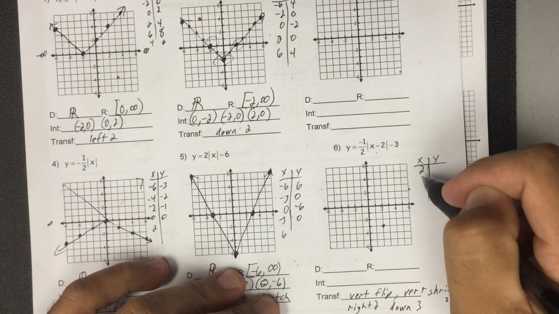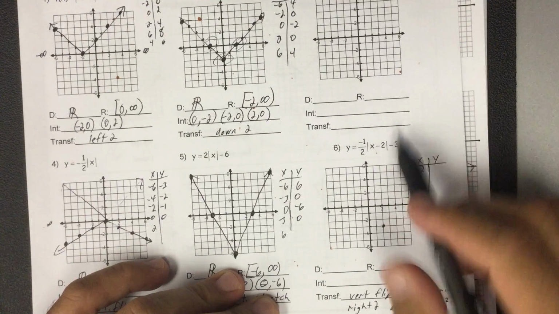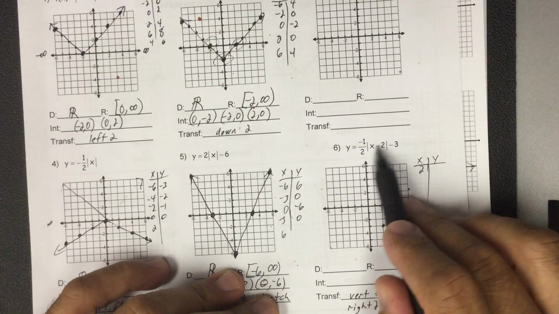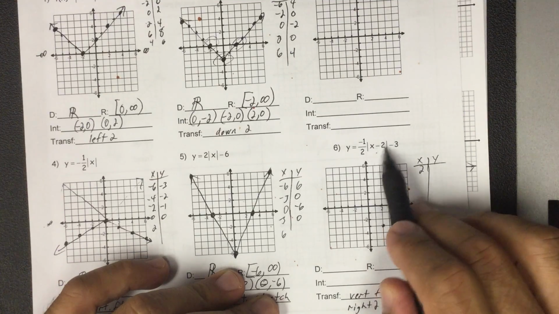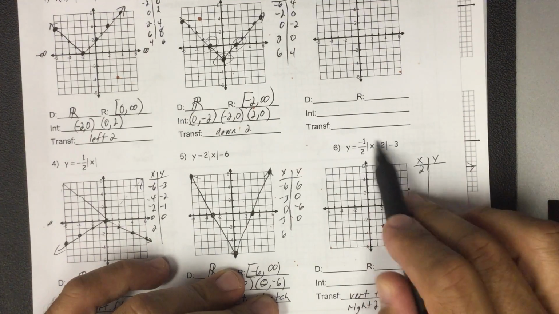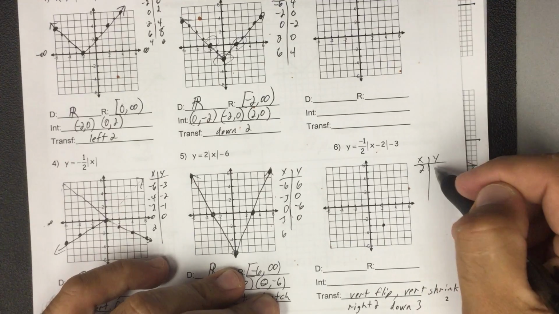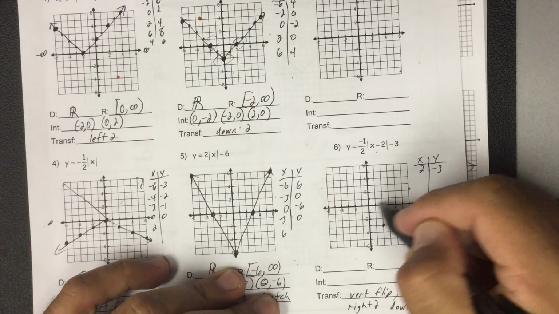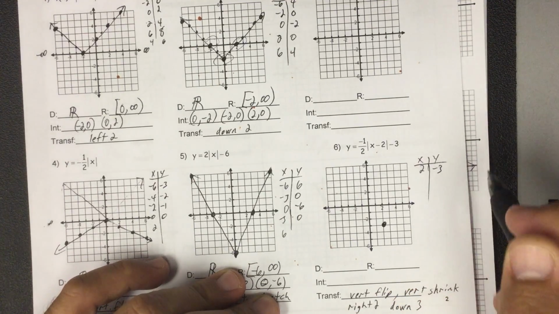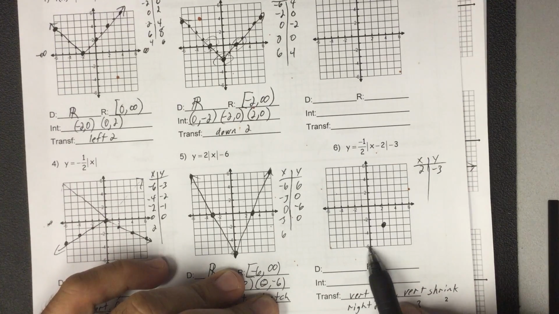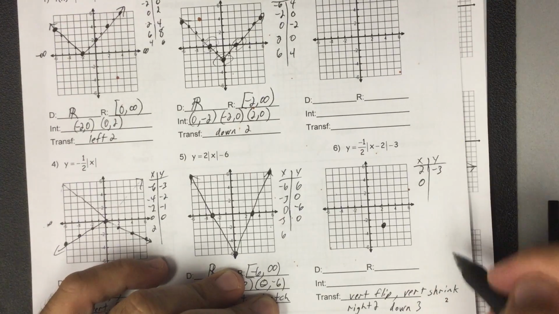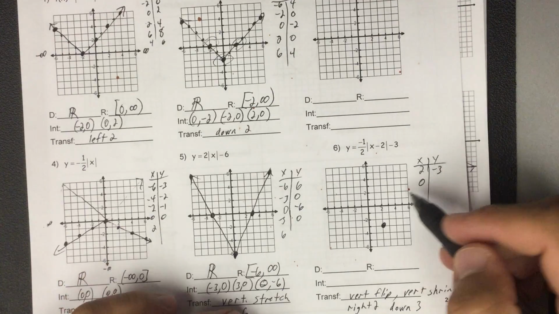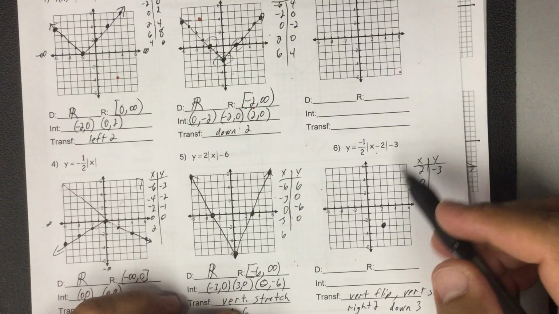X, Y. Start at 2. If I put 2 in there, 2 minus 2 is 0. 0 times this is 0. And then minus 3 is negative 3. So there you go. 2, negative 3. Now I'll do 1 point inside and 1 point outside of that V, or what I think is the vertex, just to make sure.